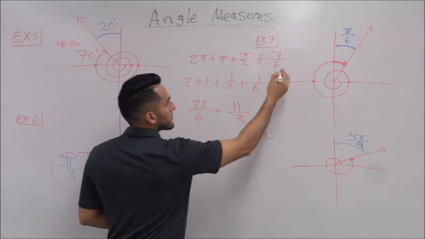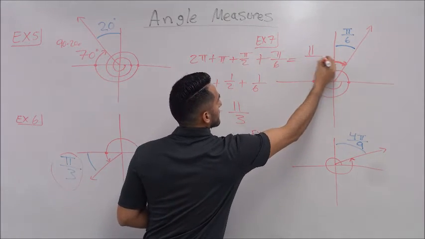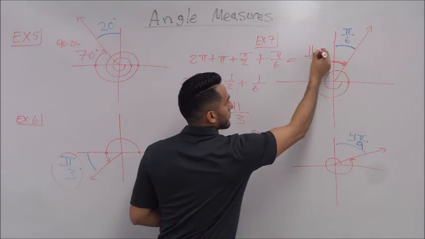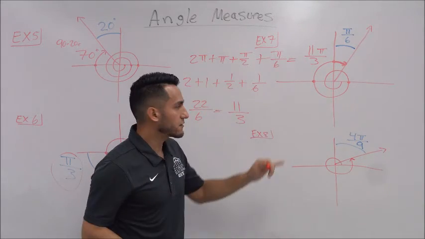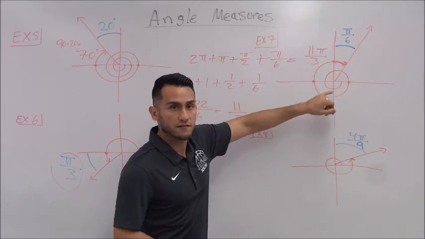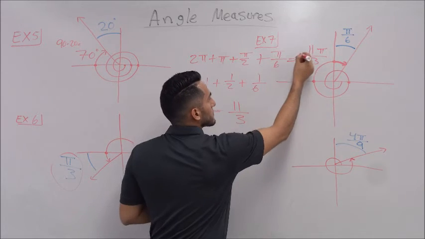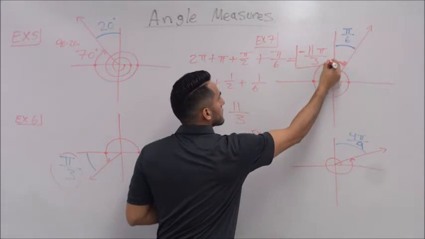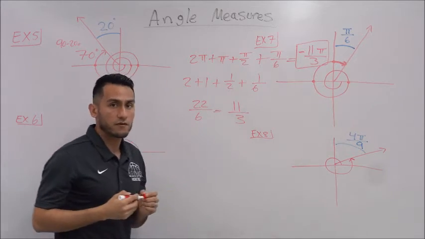Now all you got to do is plug this over here. 11 over 3. Don't forget pi. And just double check to see if it's going in the positive direction or in the negative direction. This is going in the negative direction. It's going to be negative. And that's going to be your answer for number 7.